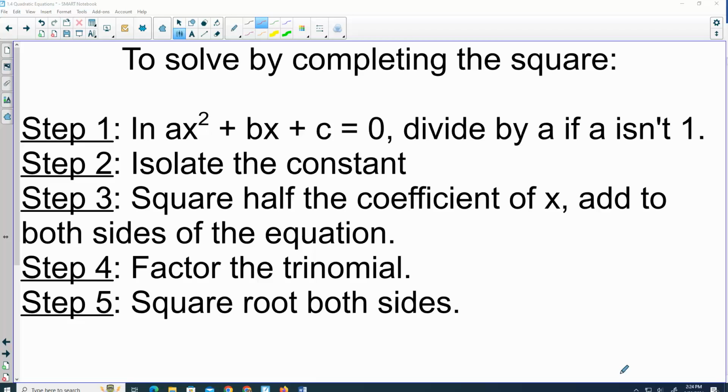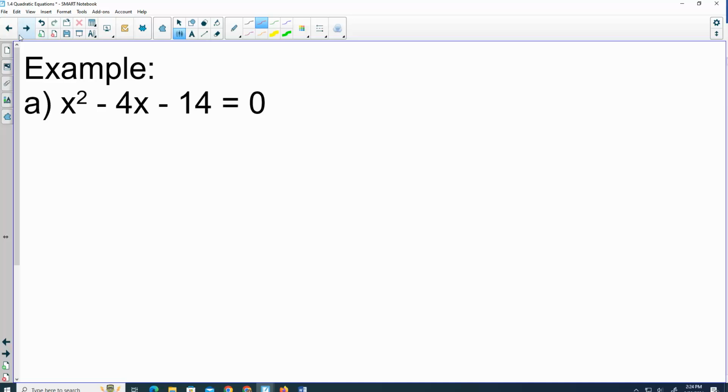So let's take a look at one. If I were trying to factor this nicely, is there anything that multiplies to negative 14 and adds to negative 4? No. So, we are going to complete the square. It needs to be a 1x squared, and it is. Second step says you isolate the constant. So I'm going to add my 14 over, I'm going to leave a little space there.